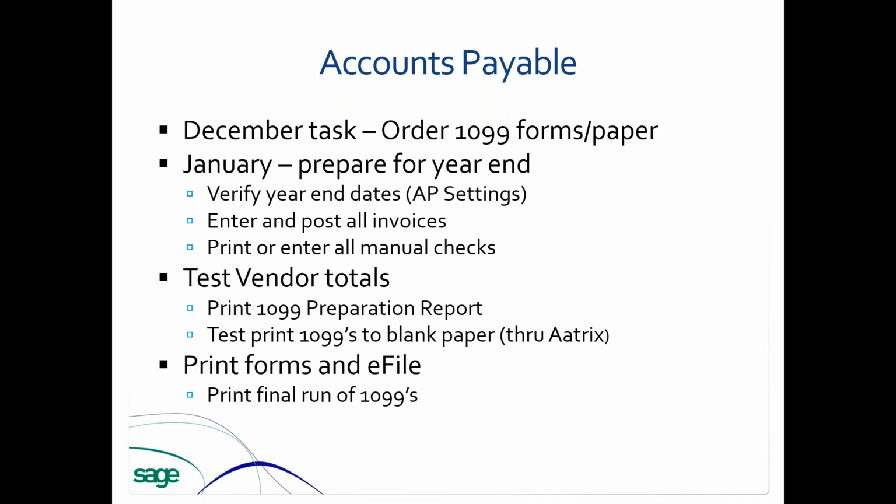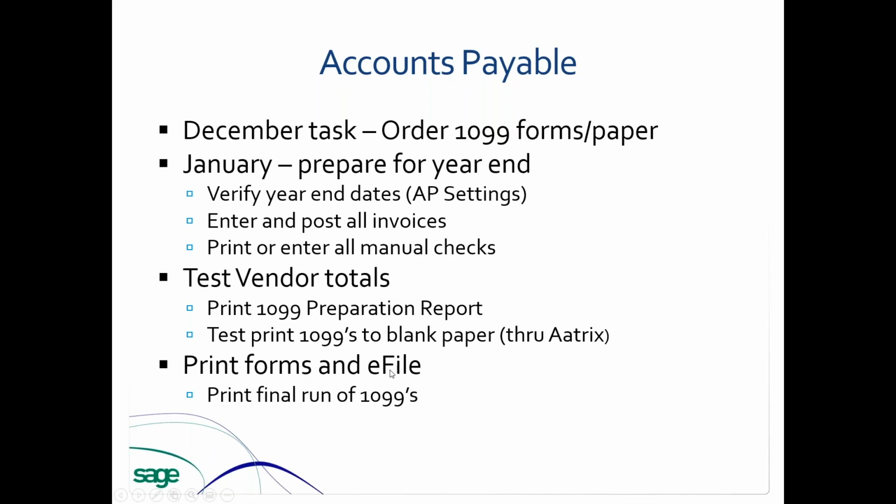Now you can actually do test runs prior to doing that final run. If you wanted to go ahead and do both a 1099 preparation report and do a test run of the forms themselves, that is perfectly fine. And then you just need to make sure you do the final run before the deadline, and then either have Atrix do the e-filing for you and maybe even the printing and distributing, or if you're printing them yourself and then mailing those in, just make sure that that's all done before the deadline.